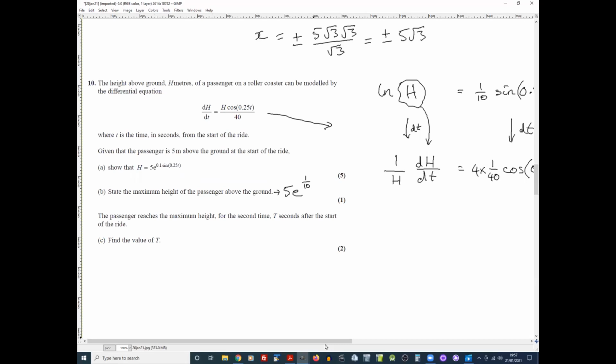Okay, and then find the value of t, which is for the second time. This is very similar to what we did yesterday. If you want to think about it in terms of shape of curve, you can. If you want to think about it in terms of unit circle, you can.